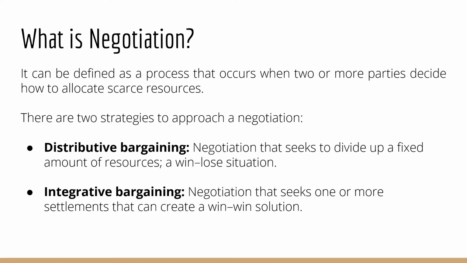There are 2 general ways to approach a negotiation: distributive bargaining and integrative bargaining. What is distributive bargaining? It is a negotiation that seeks to divide up a fixed amount of resources. It is a win-lose situation. It operates under zero-sum conditions. That is, any gain I make is at your expense, and vice versa.